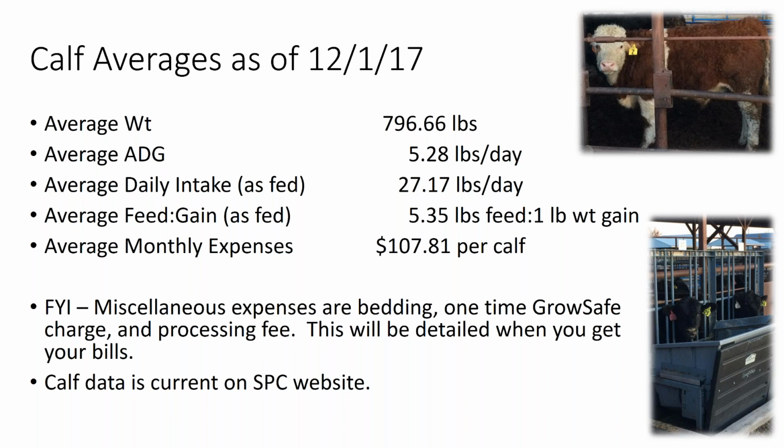So that equates then to average monthly expenses of just shy of $108 per calf. Some of you will see your expenses are a little higher, in particular if you had some medical expenses along the way. Some of you are a little bit cheaper than that. There is a column that says miscellaneous expenses. When you get your bill emailed to you, you will get the details of this. But in case you have questions between now and then, those miscellaneous expenses are bedding.